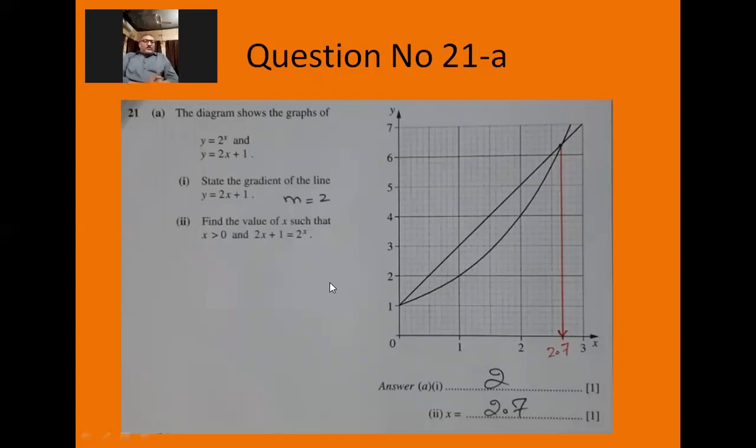So the next question coming up on your screen is question number 21, and it says the diagram shows the graph of y equals 2 raised to power x and y equals 2x plus 1. So here we have an exponential function and a linear function, and both their graphs are shown. State the gradient of the line y equals 2x.